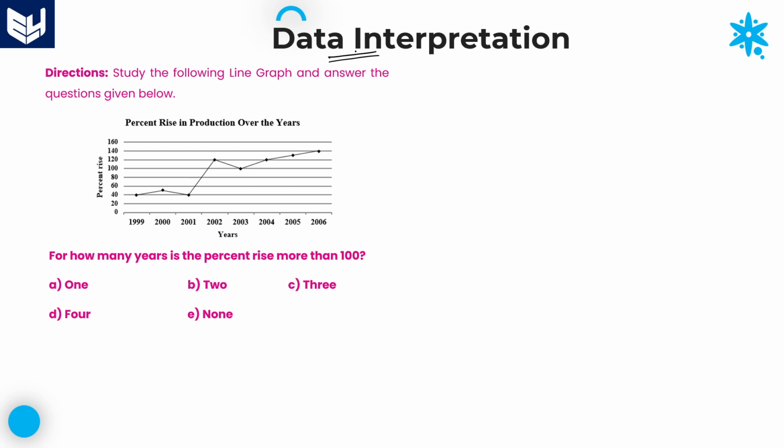In this session, I am going to explain line graph data interpretation. In the last session, we started line graph data interpretation. Let's continue the session with one more line graph data interpretation.